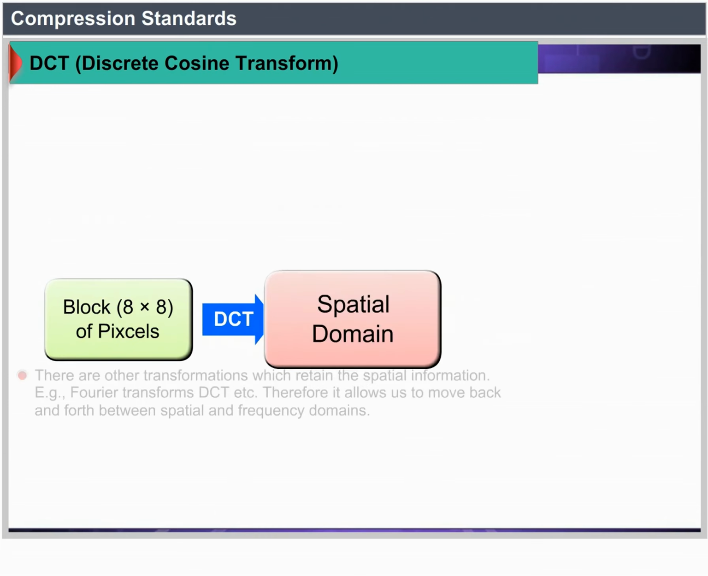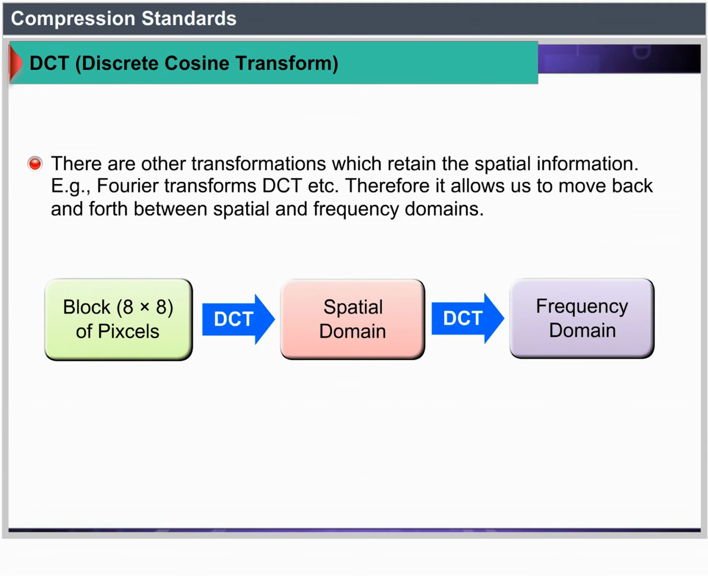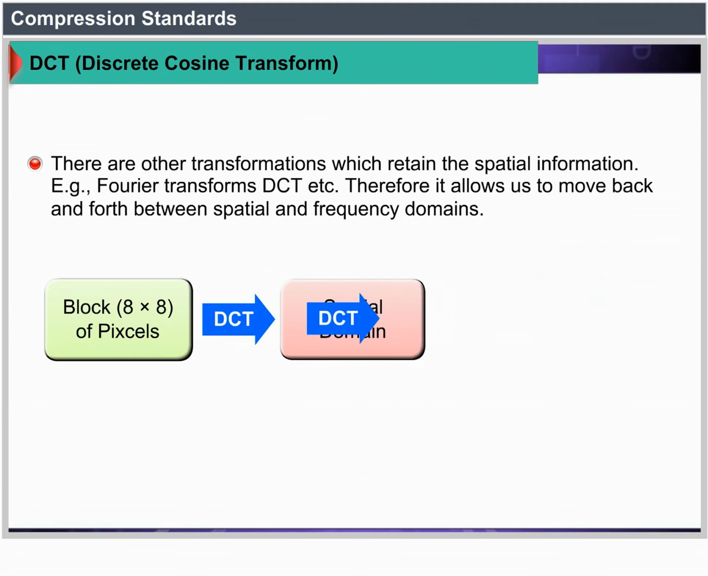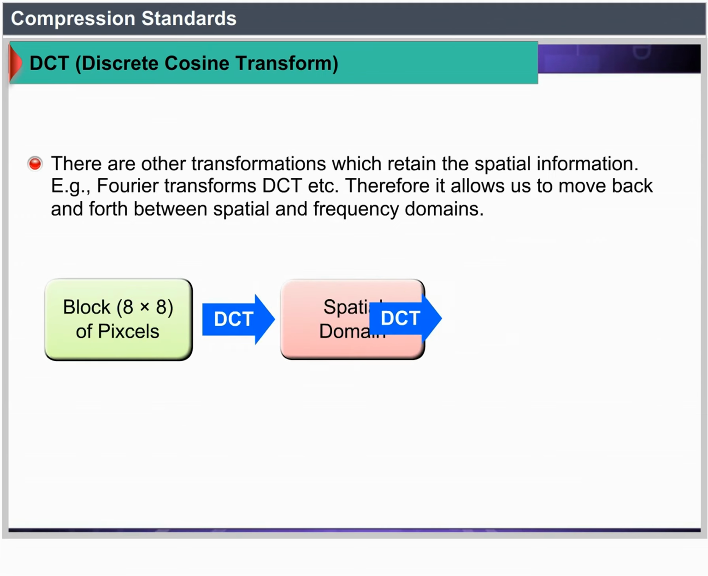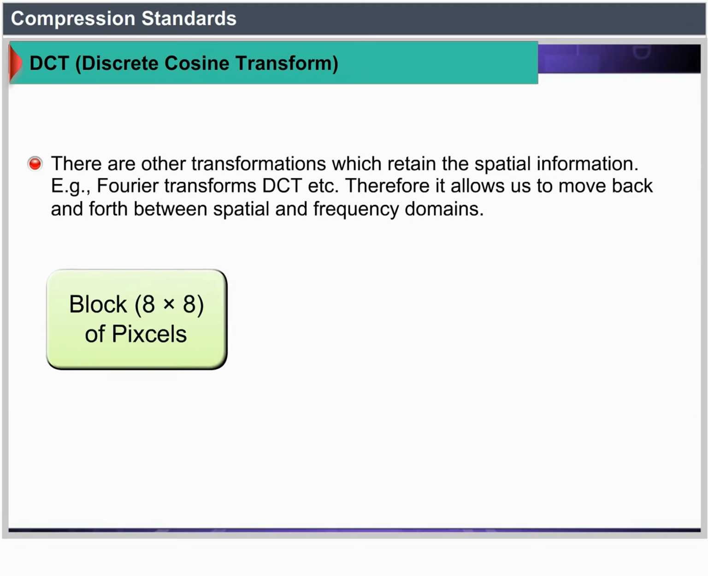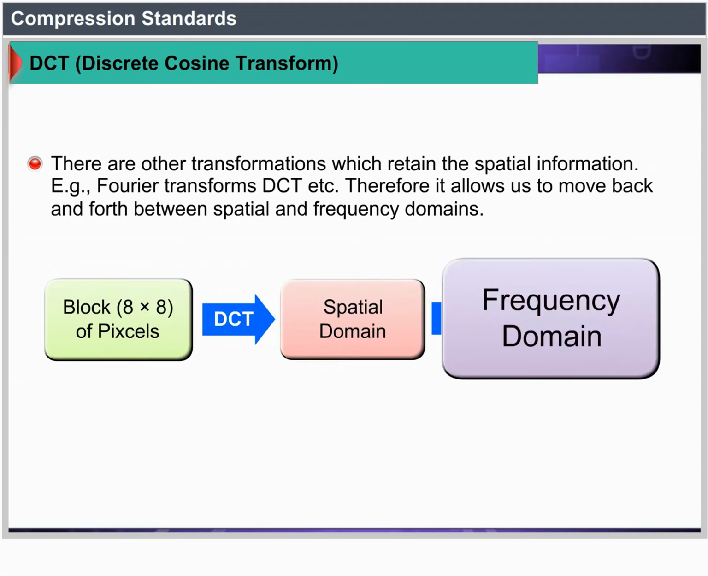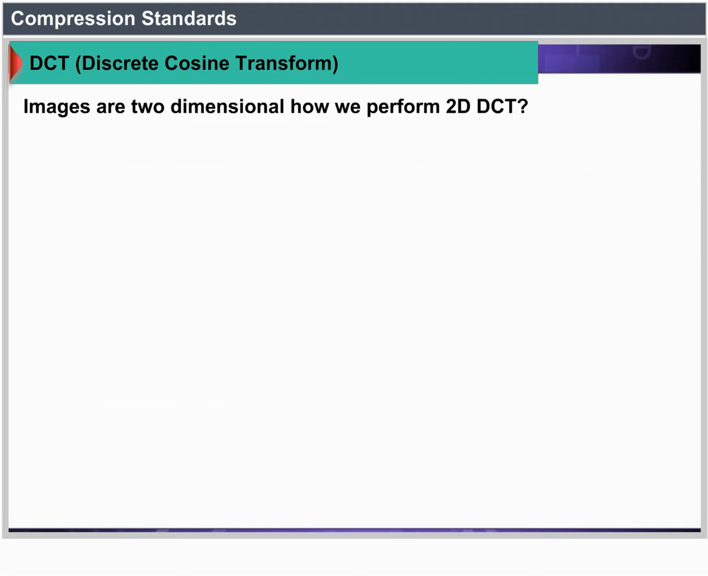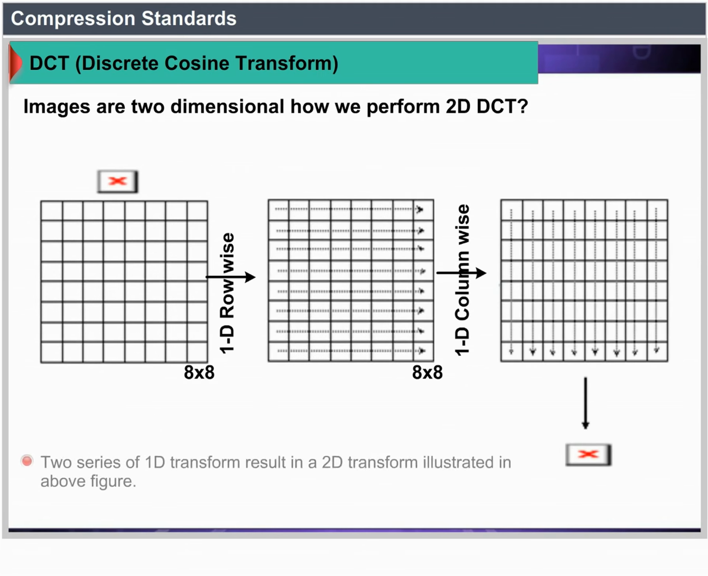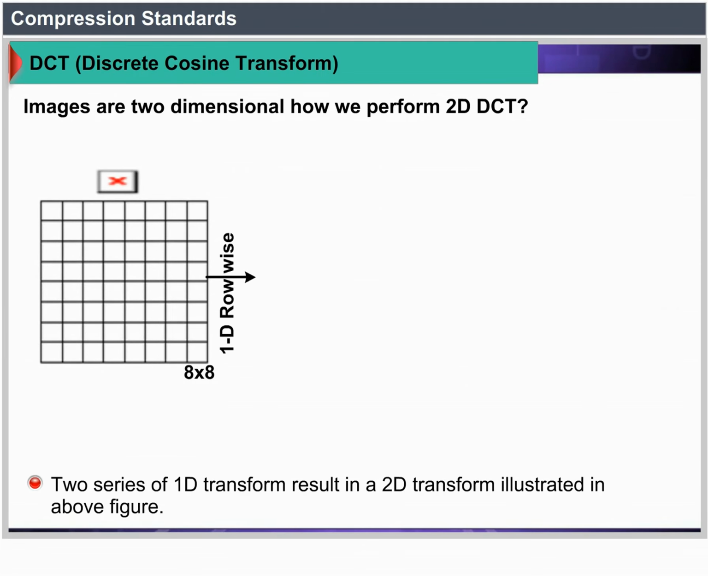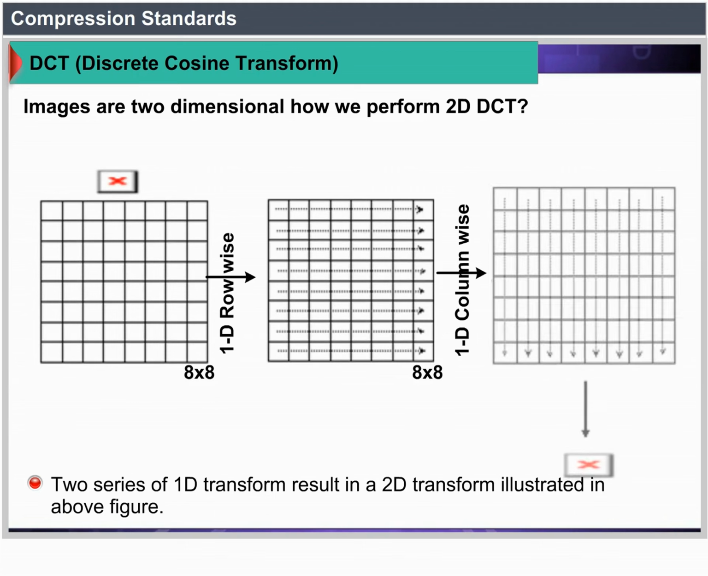There are other transformations which retain the spatial information, for example, Fourier transform, DCT, etc. Therefore, allowing us to move back and forth between spatial and frequency domains. Images are two-dimensional. How do we perform 2D DCT? Two series of 1D transforms result in the 2D transform illustrated in the above figure.